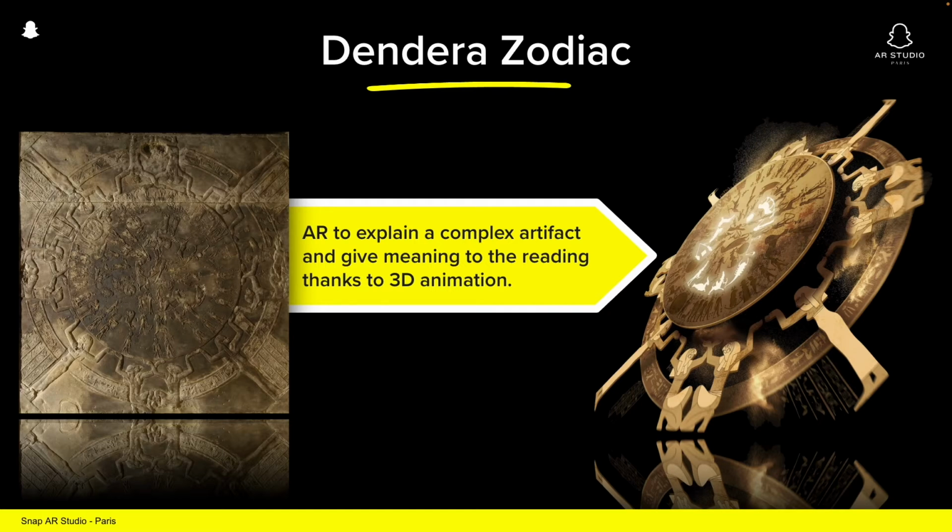The third piece inside the Louvre is the masterpiece of the Zodiac of Dendera. It's a big stone displayed on the ceiling of the Louvre, so it's hard to comprehend, hard to read, because you have to look up, and the composition of the sculpture is pretty complex.